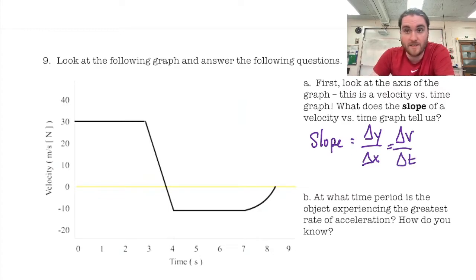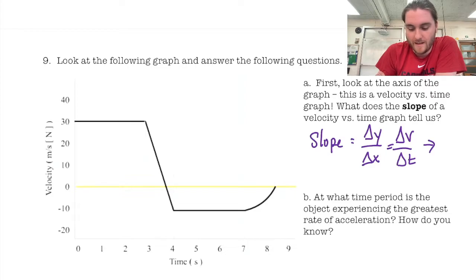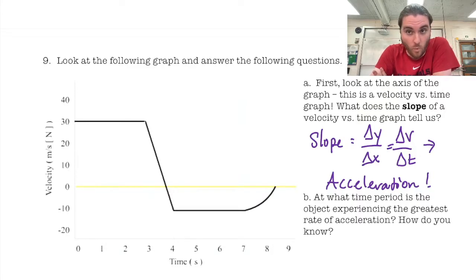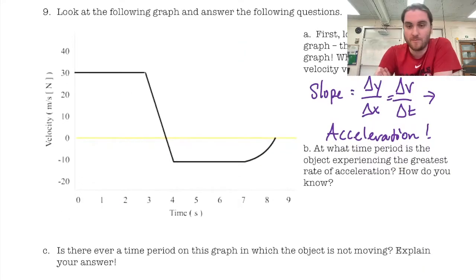Therefore, since I replaced my labels, the change in velocity over change in time has a name. That's the acceleration of the object. So acceleration is 100% the slope of a velocity time graph. So now we go on to B.